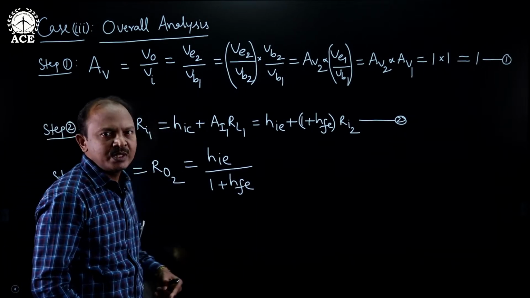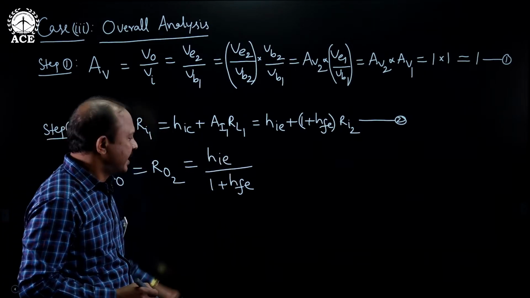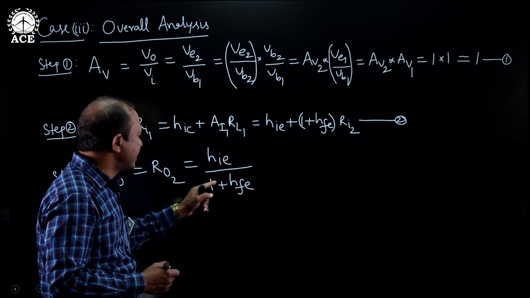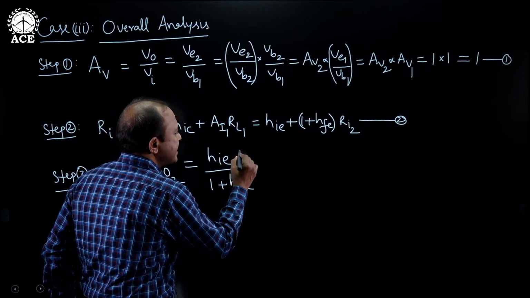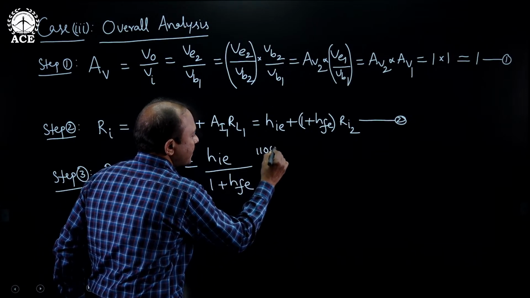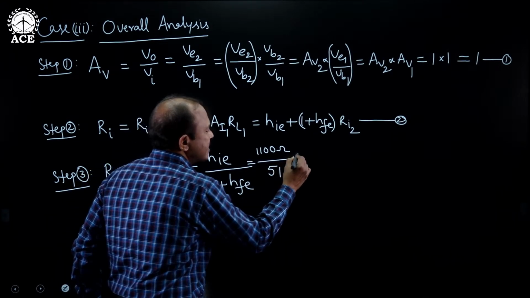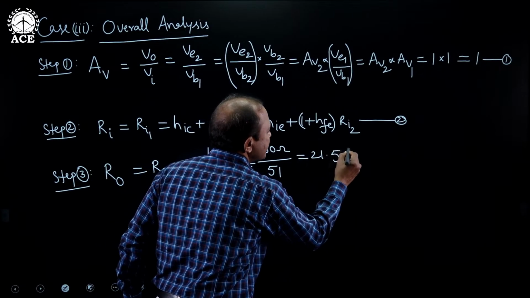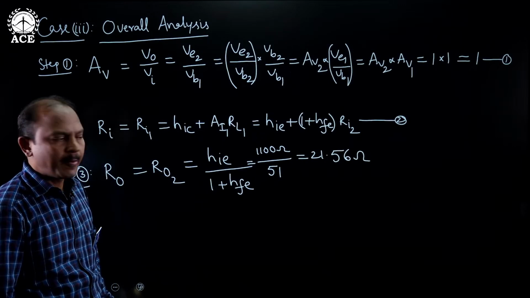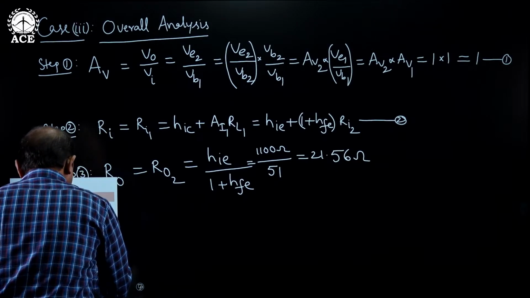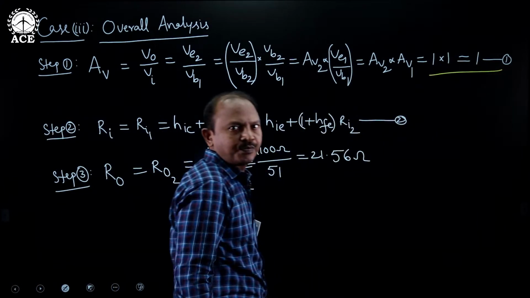Now if you recall the typical values, hie is 1100 ohms and hfe is 50, let us say 51. So 1100 ohms divided by 51, where 1 plus hfe is 51, will give us around 21.56 ohms. Therefore, if you consider all the three parameters we got now, voltage gain is approximately unity.